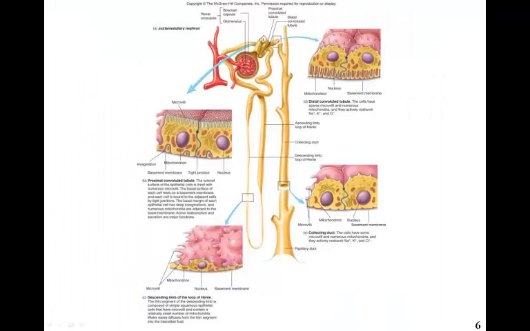Looking at the histology, this slide shows basically slices of tissue from each part of the nephron. So here's the proximal tubule. Here's the descending part of the loop of Henle.